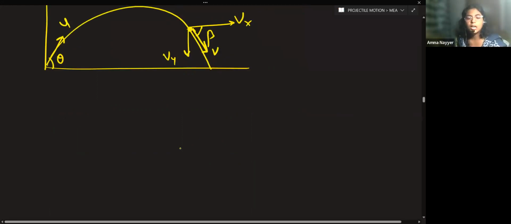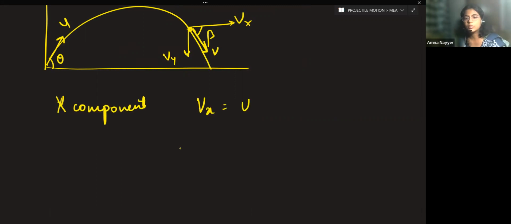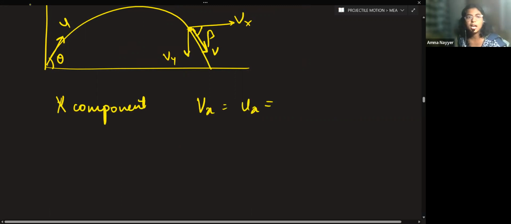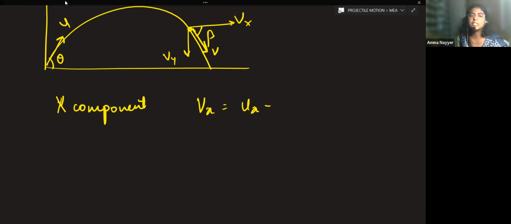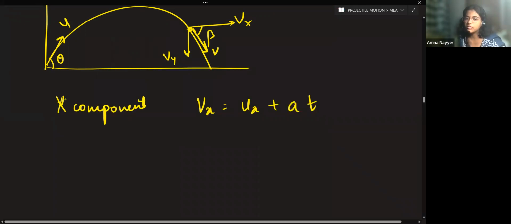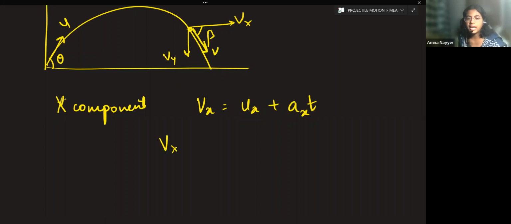Now, along the x component, if you want to find the x component, Vx will be equal to ux plus a t. If you use the equation V is equal to u plus at, everything will be in terms of x. Vx will be u cos theta. Remember, the velocity towards the x-axis, we always use as u cos theta. So the velocity here will also be u cos theta.